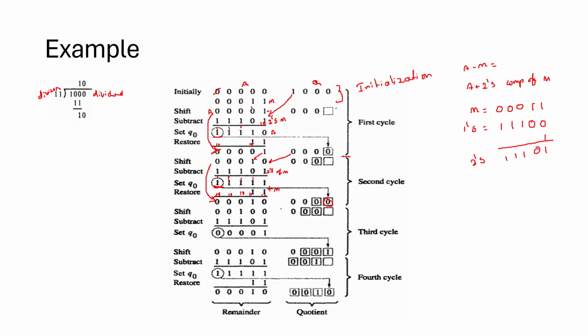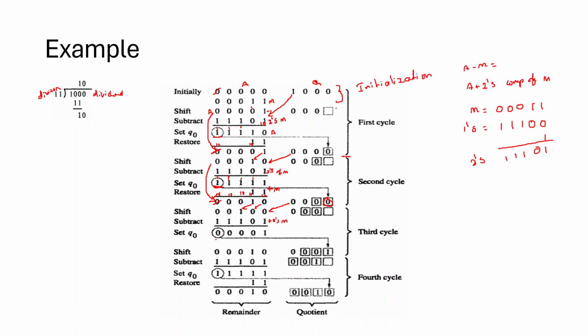Repeat those steps again. Again do the shift operation. This 0 comes here, this one here, and discard this. After shifting, what you need to do? Again subtract M, that is, I am adding the 2's complement of M. This is the 2's complement of M. I have done the addition operation.